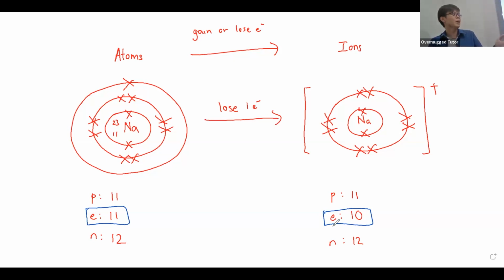Atoms and isotopes, neutrons different. Atoms and ions, electrons different. So take note of the differences. And why do they gain or lose electrons? To achieve a full shell. Now that you understand the purpose of it, then you have this. You also got it. Then I'll teach some shortcut.